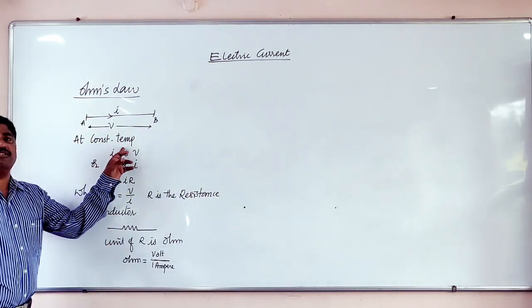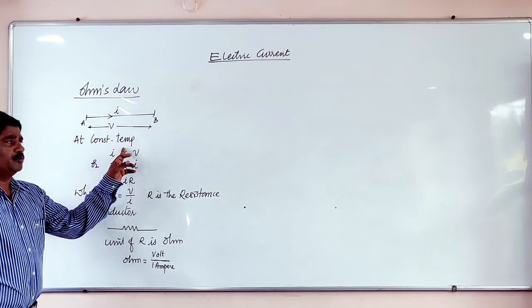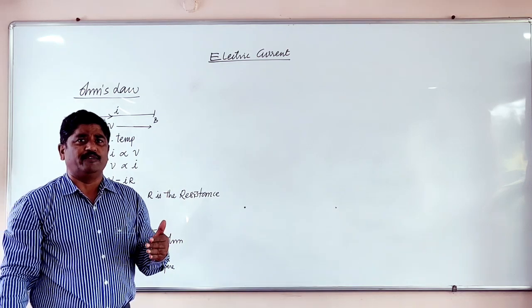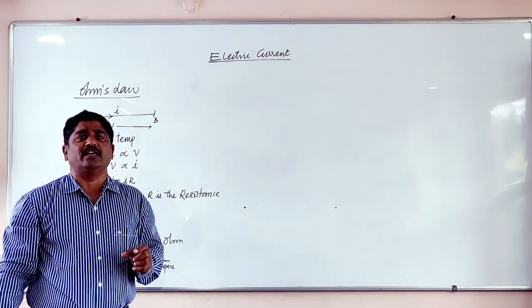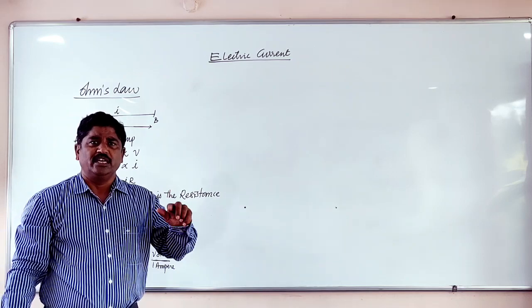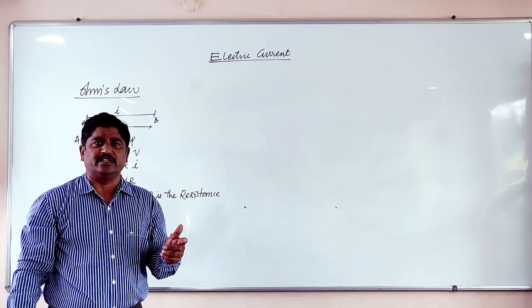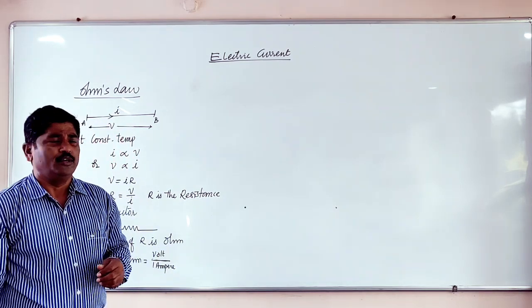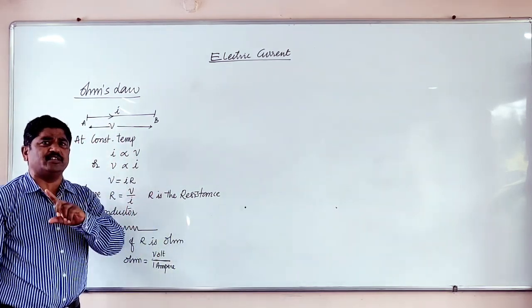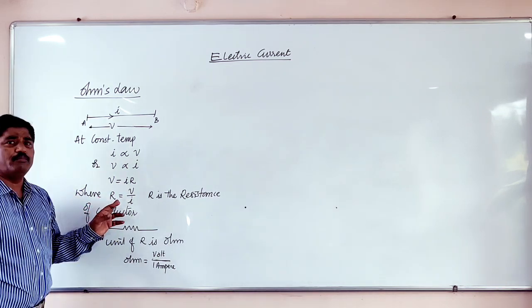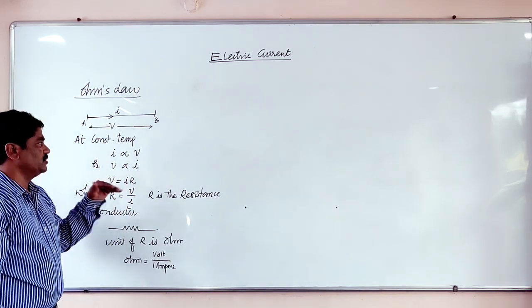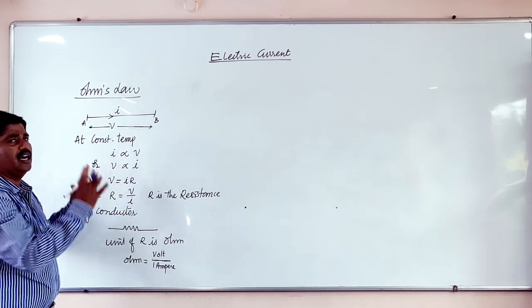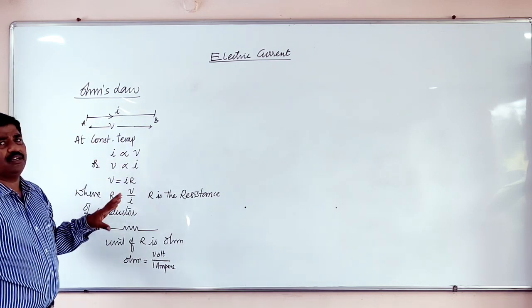Ohm's law holds at constant temperature only. Sometimes a question may be asked: at 25 degrees Celsius the wire has 100 ohms of resistance; if its temperature becomes 50 degrees Celsius, what is its resistance? When the temperature varies, the resistance is not constant, it is going to vary. Ohm's law is applicable to this resistance at constant temperature only.